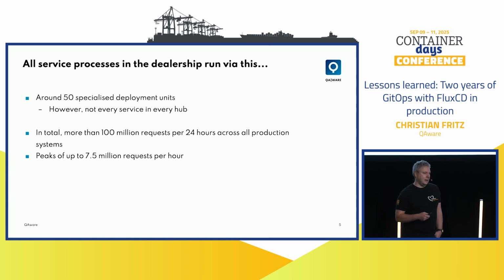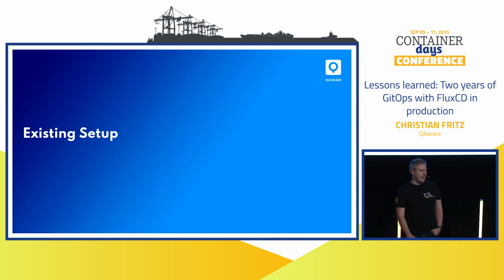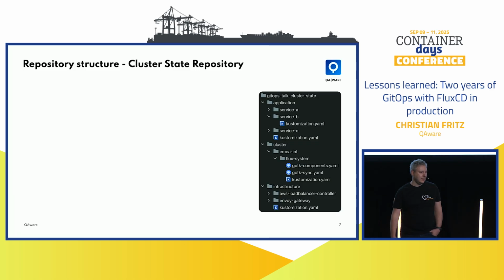And in total, there are 100 million requests per 24 hours across all production systems, and the peak is 70.5 million requests per hour. So it's quite a lot, and you can imagine that if the platform doesn't work for 10 minutes, it has a big impact. How our current existing setup looks like.